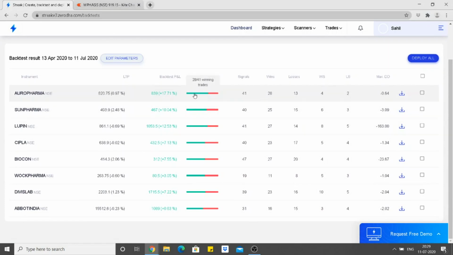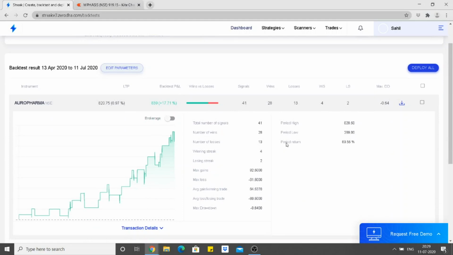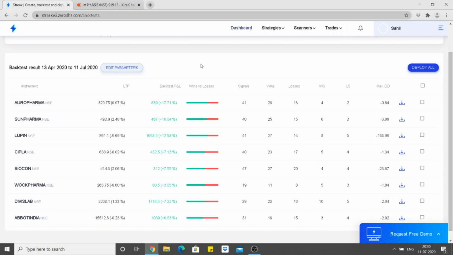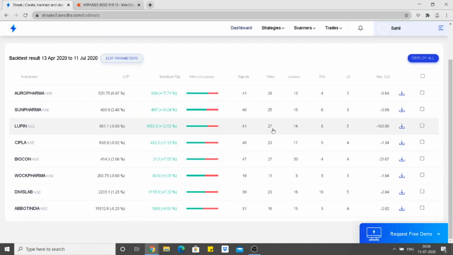Okay, so as you can see, pretty good returns have been fetched by this strategy in the backtest period. Also, the stock itself, Oro Pharma, has given a 70% period return in the backtest period. So this is how much the stock has moved from April 13 to 11 July. And in spite of using a counter trend or a sideways market strategy, we have still managed to generate 18% returns using the strategy, right? So that is a very good thing here.